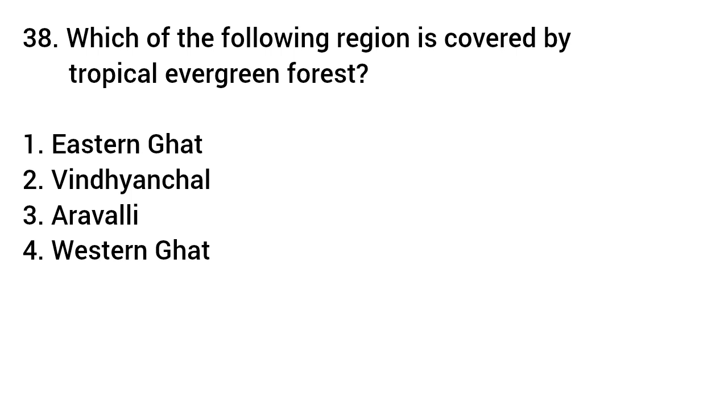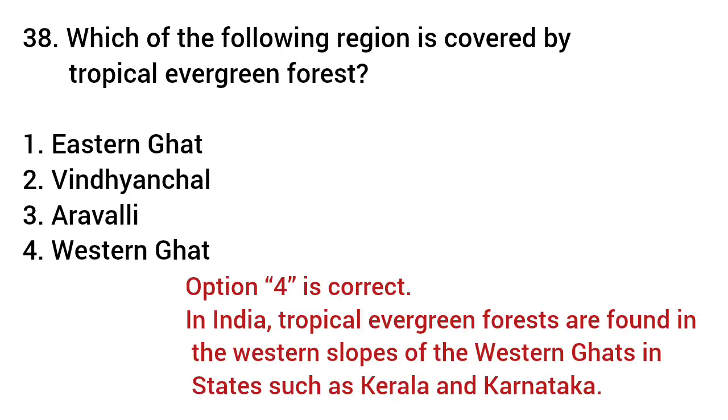Which of the following region is covered by tropical evergreen forest? Answer. Option 4 is correct. In India, tropical evergreen forests are found in the western slopes of the Western Ghats in states such as Kerala and Karnataka.